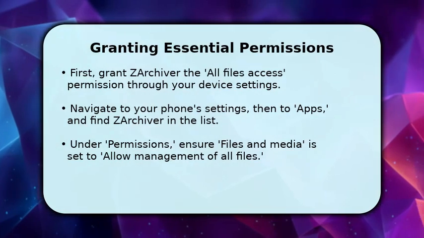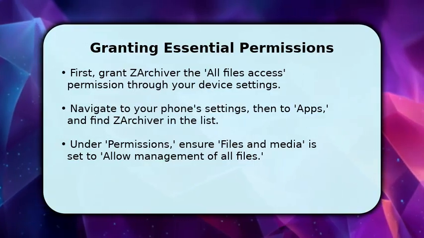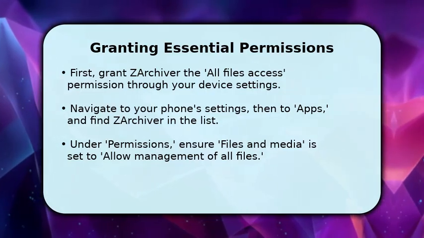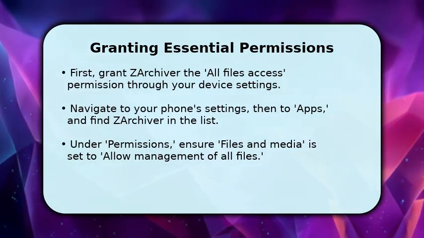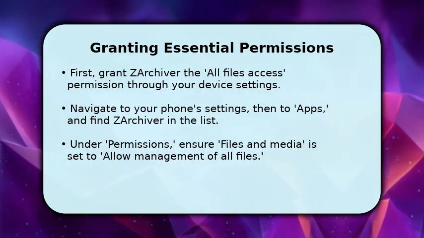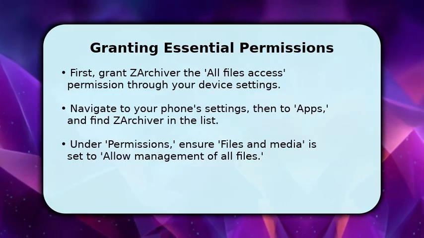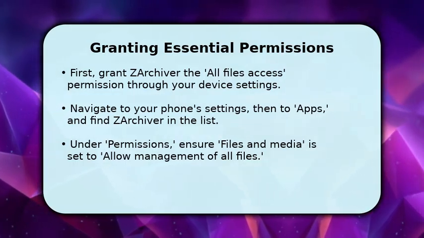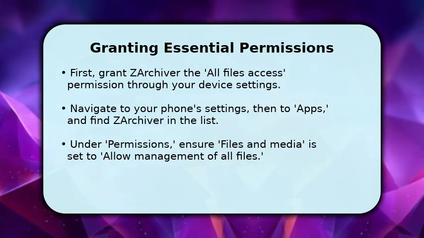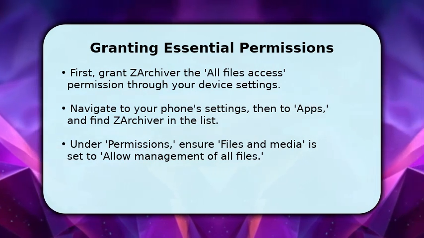To begin, you must grant ZArchiver the necessary permissions. Go to your phone settings, then locate the Apps section. Find ZArchiver in your list of applications and tap on it. Within its permissions, ensure you enable Files and Media and select Allow Management of all files. This is a critical step. Additionally, if you intend to install applications directly from archives, remember to also enable the Install Unknown Apps permission for ZArchiver.